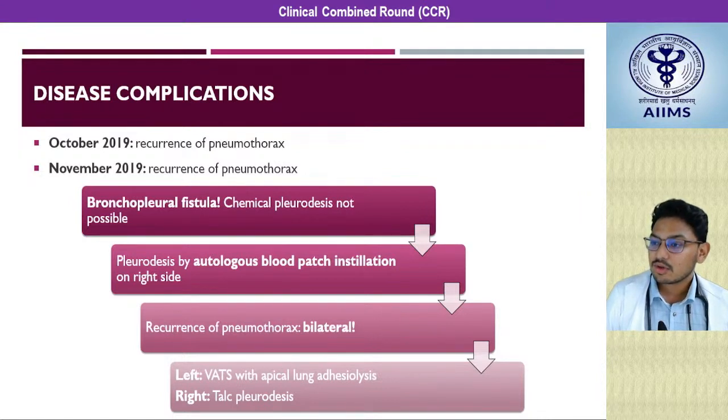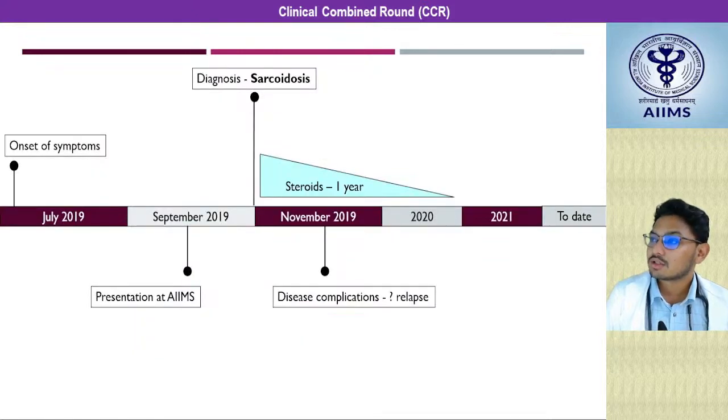To treat the pneumothorax, on the left side, VATS was done with apical lung adhesiolysis and talc pleurodesis was performed for the right pneumothorax, following which there was no further recurrence. So she was started on steroids, which were given for 1 year and gradually tapered off.